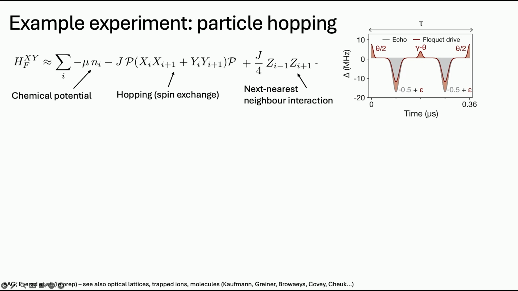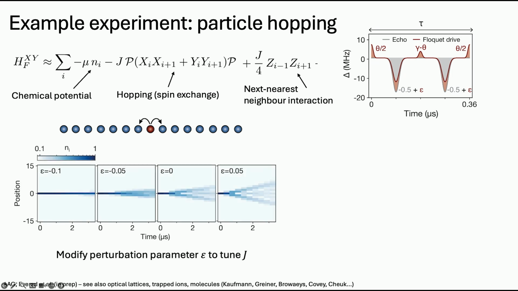And then it also has some next nearest neighbor interactions, which aren't super important, but they're there. And yeah, the plot shows what the detuning drive looks like. What we can do is take our spin chain, prepare a spin in the middle, and then watch it hop. And this is what you get. As you tune the epsilon parameter in the detuning drive, that tunes your hopping energy, and you can see you go from essentially a static spin to several hopping times.